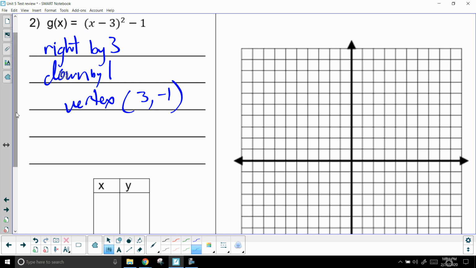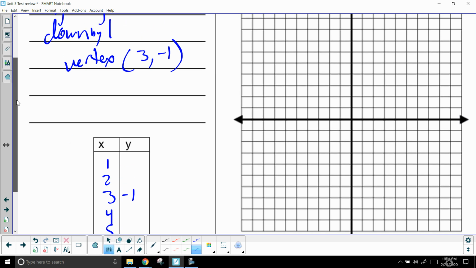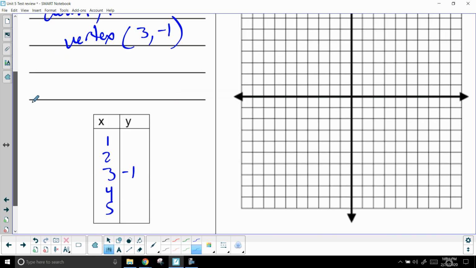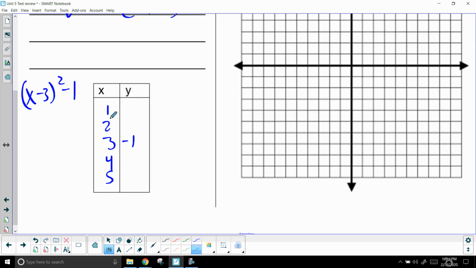Let's come down here to your T-chart. 3, negative 1, 2 below it, 2 above it, and we need to plug it in. Let me rewrite it right here so I can see what we're doing. Was it minus 1? Yeah, it was minus 1. So if I plug in 1, 1 minus 3 is negative 2. Negative 2 squared is 4. 4 minus 1 is 3. 2. 2 minus 3 is negative 1.